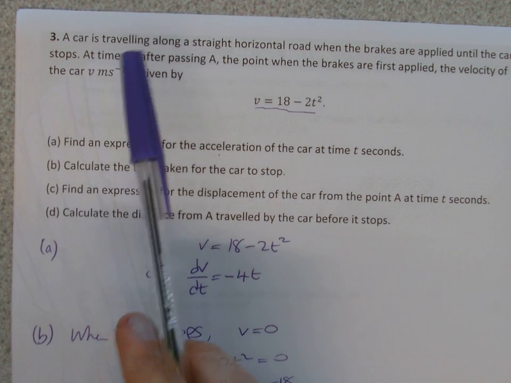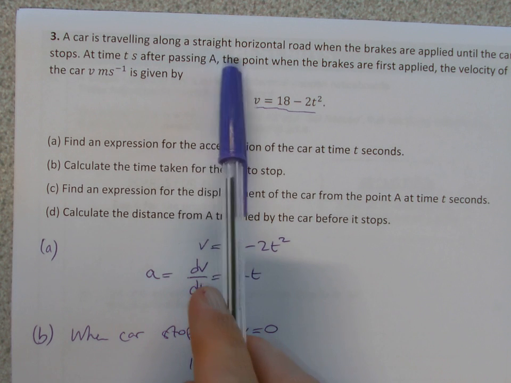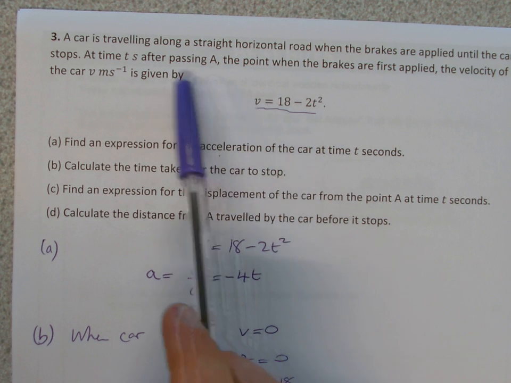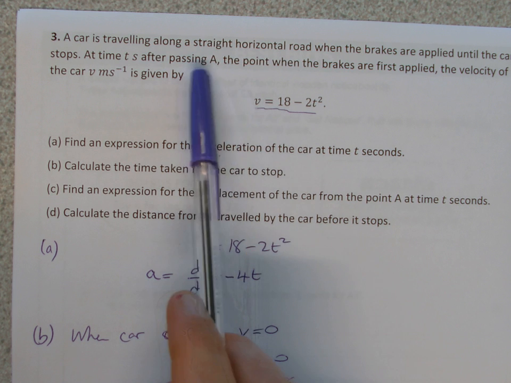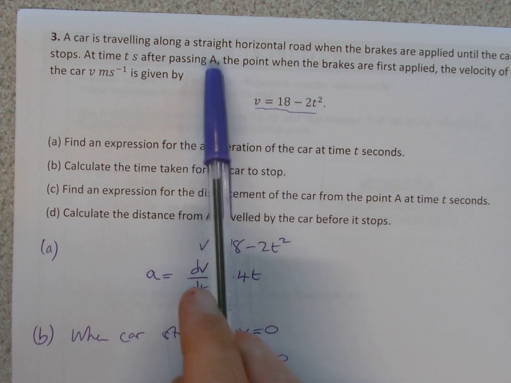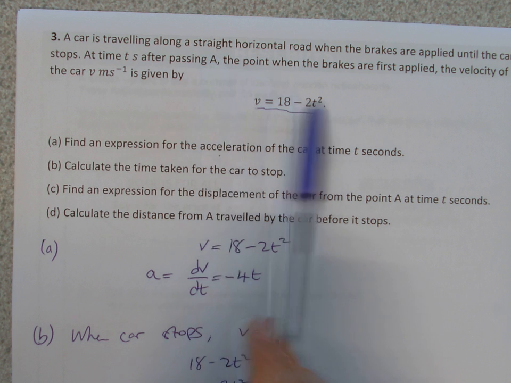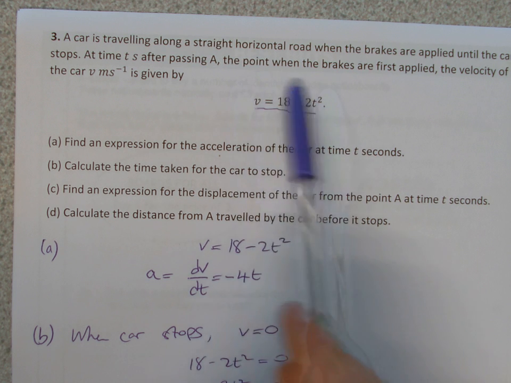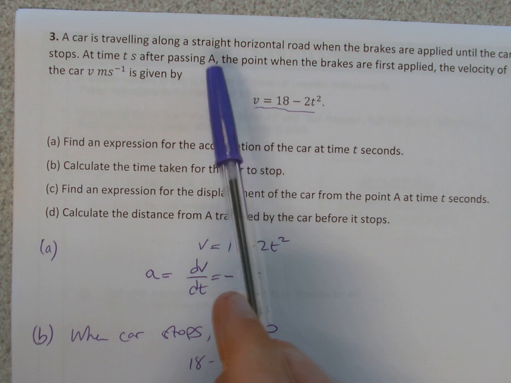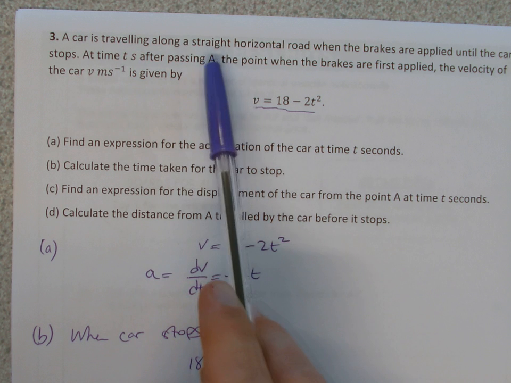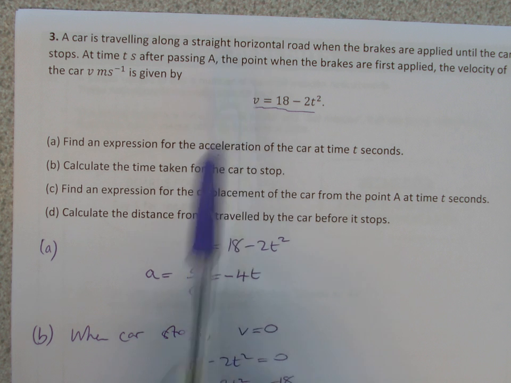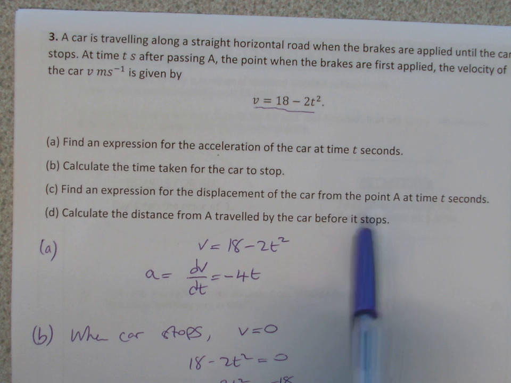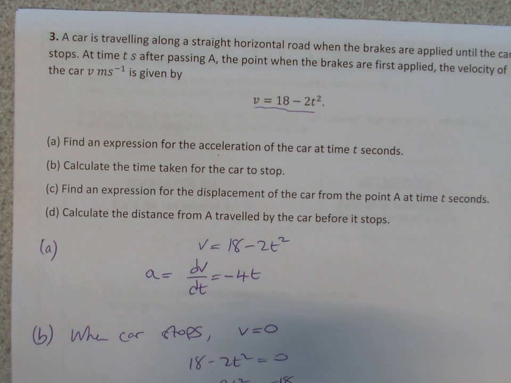But if you look carefully, it says at time t seconds after passing A, the velocity is given by this. So this is based on this car. The starting point for this formula is when it goes through A. So we can think of A as the origin. Then this kicks into effect because the brakes are applied. This gets into effect only when it goes through A, and time starts ticking when it goes through A. So when it says find an expression for the displacement of the car from the point A, of course, at A, t is equal to 0.